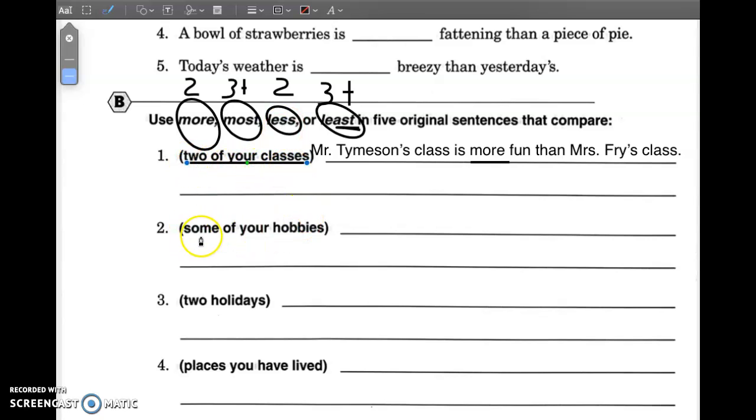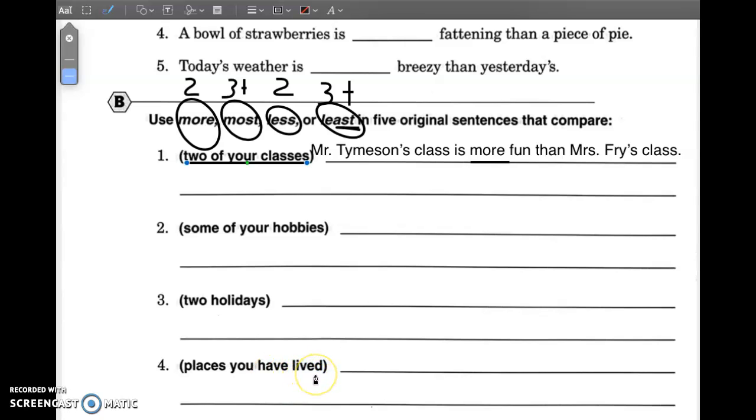Now let's take a look here. Some of your hobbies. Obviously, it doesn't have the word two in here. So we're talking about 3 or more hobbies here. So you're going to be choosing from the words most or least. 2 holidays, and then places you have lived. 2 holidays, you're definitely going to be using more or less.